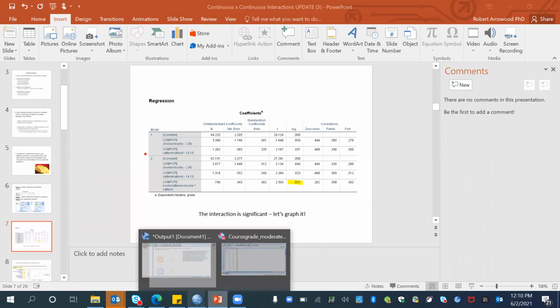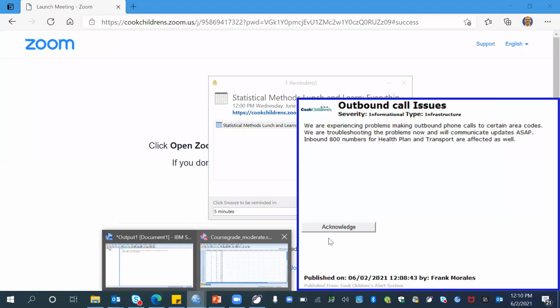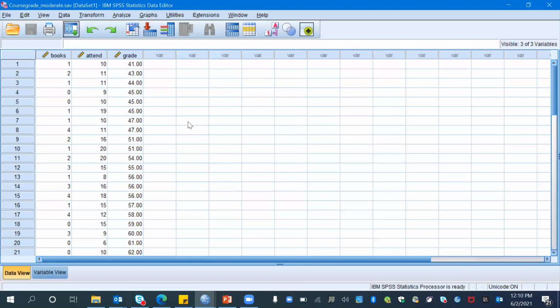So I'm going to go to SPSS. Okay, so here's my data set. As you can see, I've got 40 participants in this. Number of books being read here, with some people at 0. I think the high is 4. There may be a 5 in there, but I'm pretty sure the high is 4.